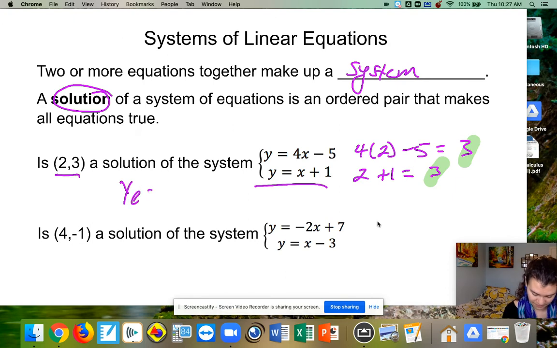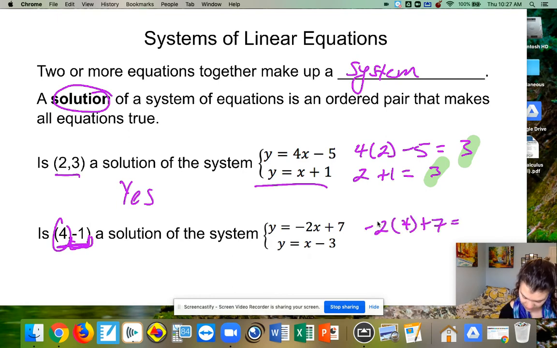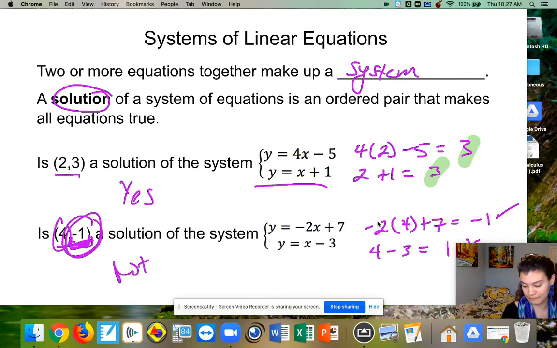This would be yes. The next one here, we have 4, 1. So plug in our 4, and we want to check to see if we get 1. So -2 times 4 plus 7. This is going to give you -8 plus 7, which is -1. So this one works. We got -1. Then plug in 4 minus 3. That gives you +1. Well, that's not -1, so that doesn't work. So this is not a solution.